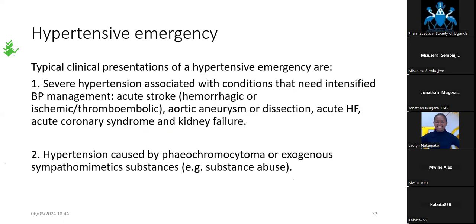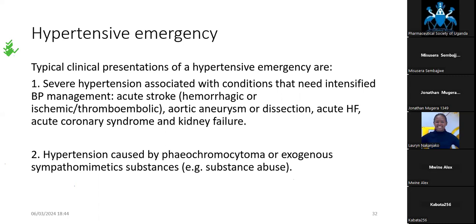So hypertensive emergency usually manifests clinically as severe hypertension associated with conditions that need intensified BP management, like what? A stroke. The patient will come and they already have a stroke, hemorrhagic stroke or ischemic stroke, together with their high BPs. Okay. And then they have an aortic aneurysm. Or they can have acute heart failure. These are patients who are decompensating already, acute decompensated heart failure, secondary to hypertension or hypertensive emergency. Patients who have acute coronary syndrome, okay, kidney failure or kidney injury. This is how they will present to you when they have an emergency.